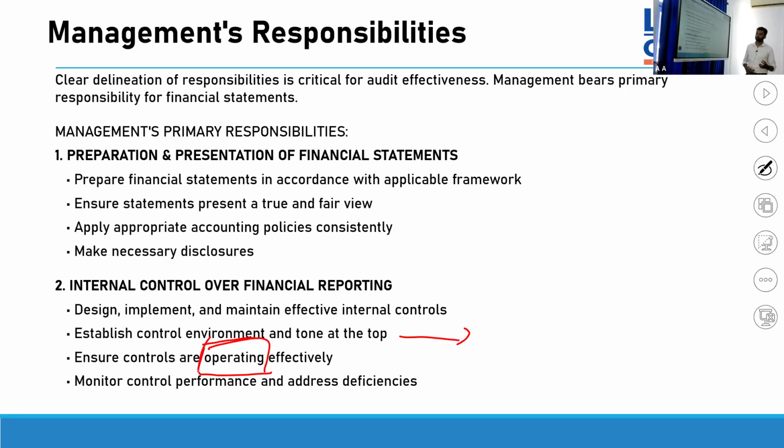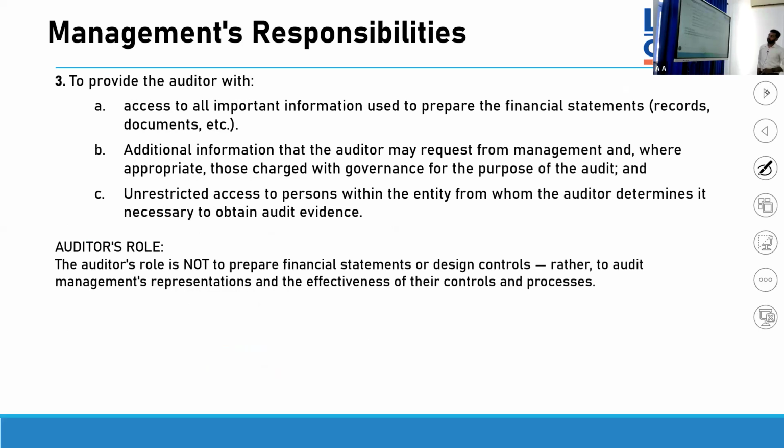Next one, monitor control performance and address deficiencies. Continuously, they must monitor the control performance, whether those controls are operating effectively or not. Do we need to make some changes or not? Such kind of things also should be done by this management. Those are the responsibilities. So first one is preparation and presentation of financial statement. The second one is internal control, right?